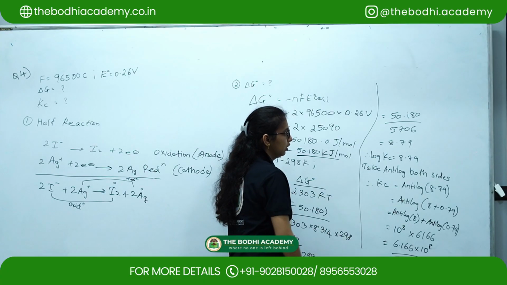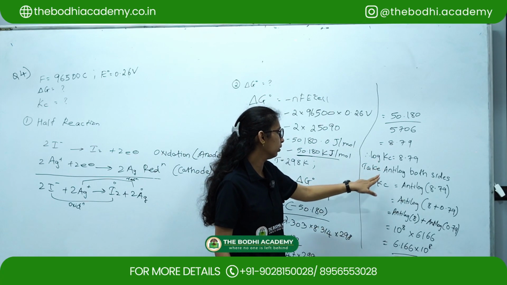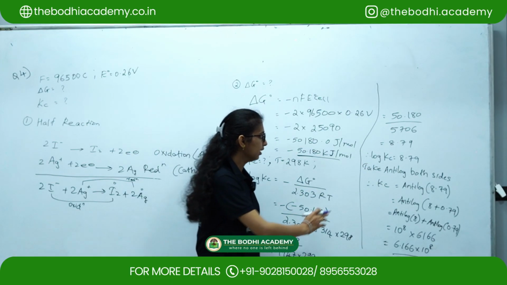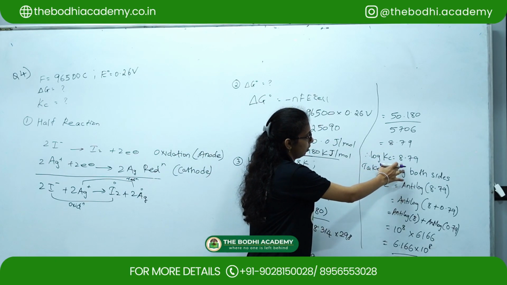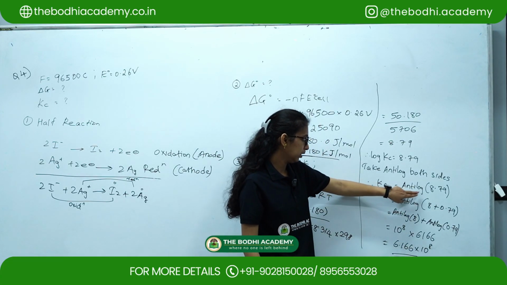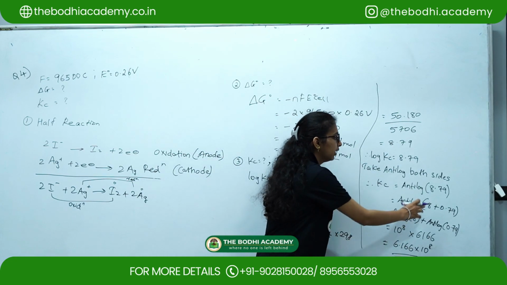8.79 is log Kc. So you have to convert that log. You have to get the value of Kc. So what we will do, we will take antilog on both the sides. Log and antilog get cancelled. So this side will be antilog over here. So we have to find the antilog of that. This is a simple method. Whichever method you want, you can calculate.